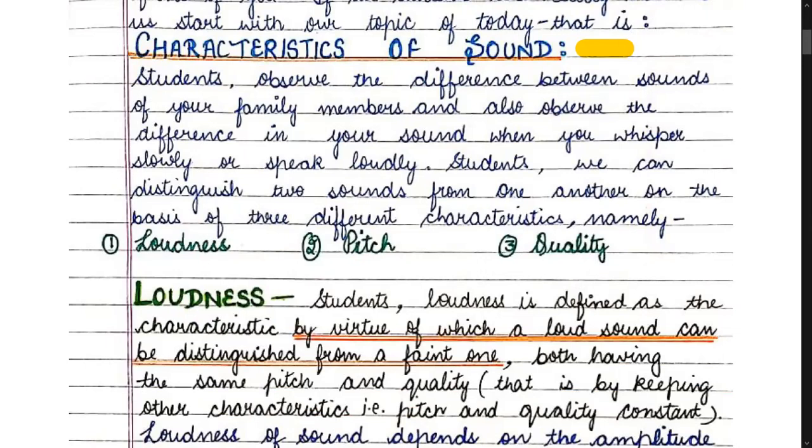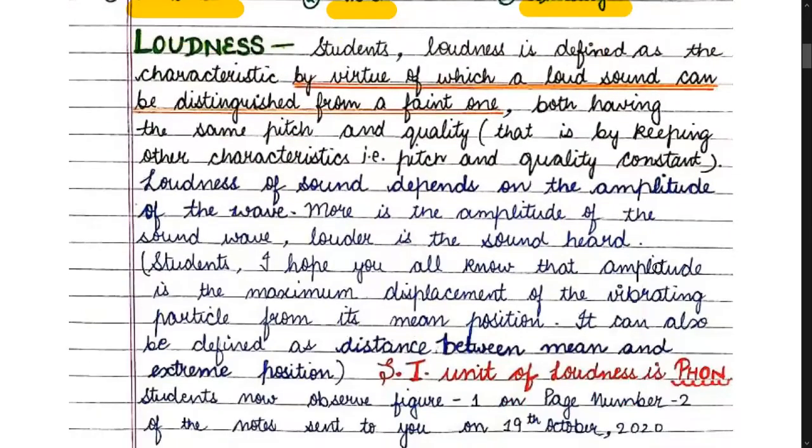Students, we can distinguish two sounds from one another on the basis of three different characteristics, namely loudness, pitch, and quality of the sound. Now, students, today we will learn all these three characteristics in detail. Now, our first characteristic is loudness.